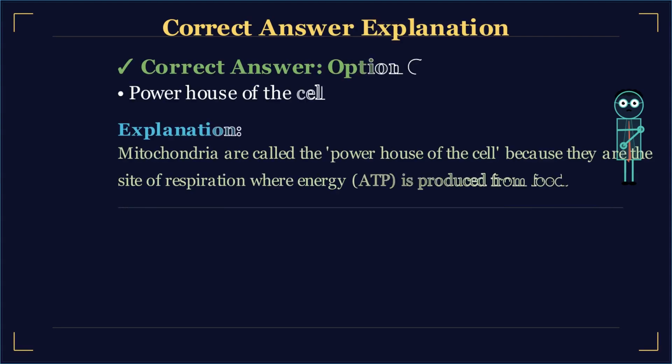Here's the explanation for the correct answer. Mitochondria are called the powerhouse of the cell because they are the site of respiration, where energy, ATP, is produced from food.